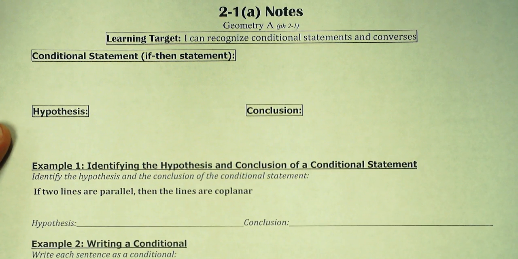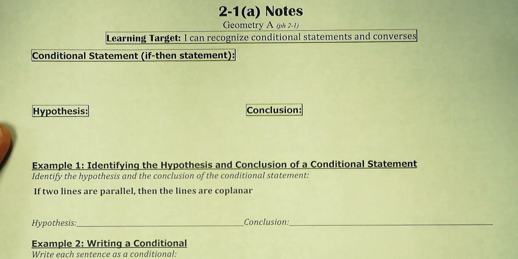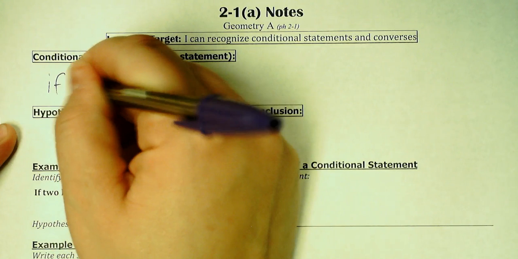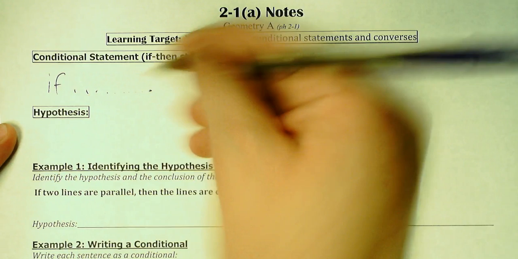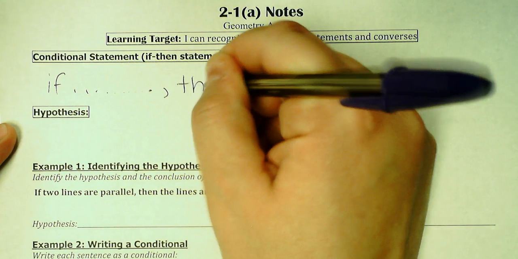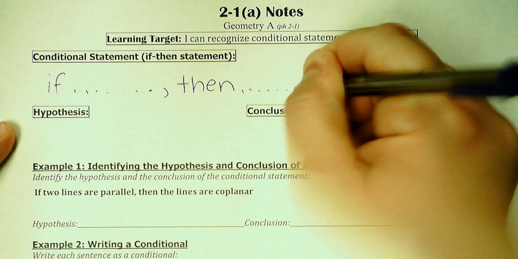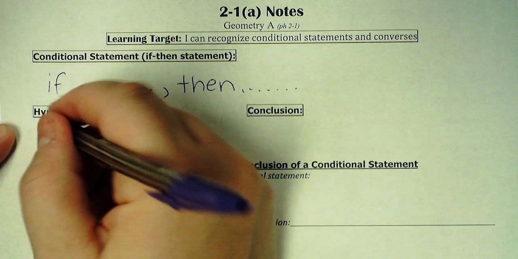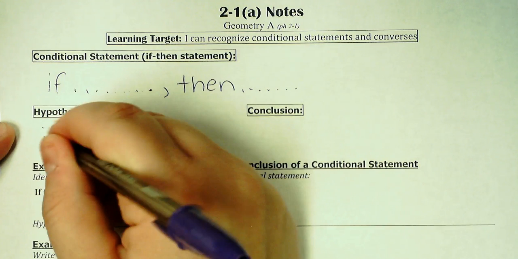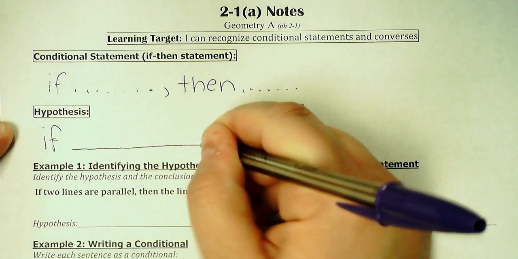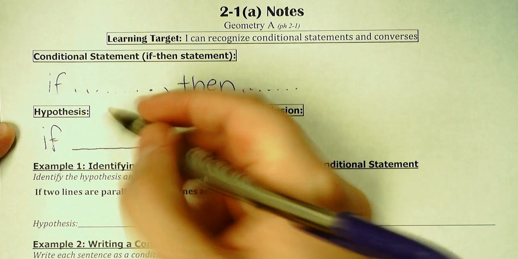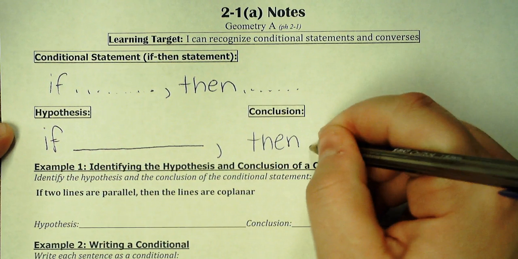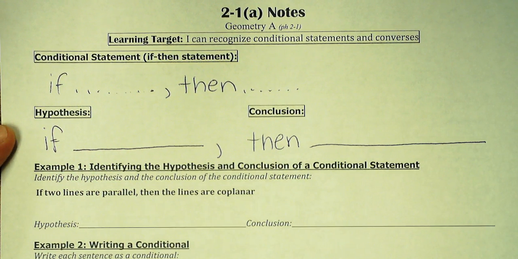So a conditional statement, sometimes called an if-then statement, always comes in the format: you'll say if, and then there's a condition, then I'll have a comma, then this will happen. So that's called the conditional statement. The hypothesis is the wording that follows the word if, so just the wording, not including the word if. The conclusion of a conditional statement is the wording that follows the word then.